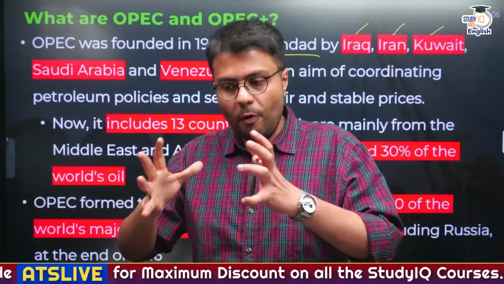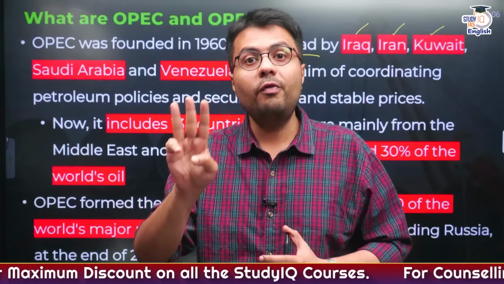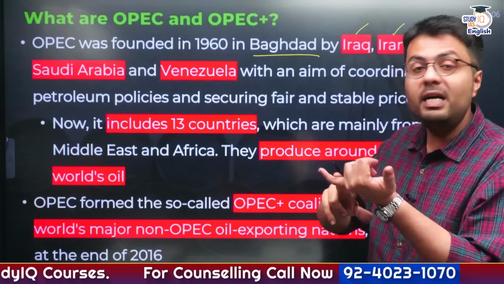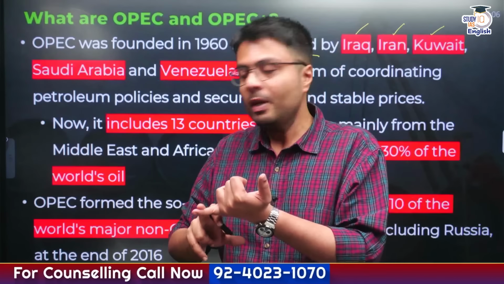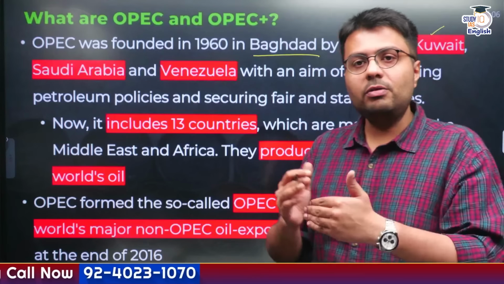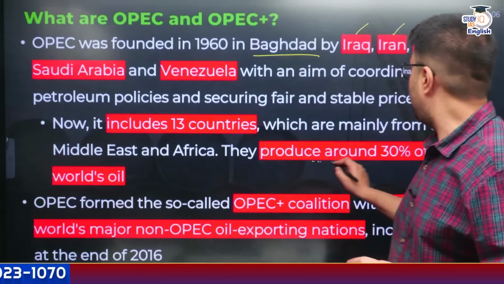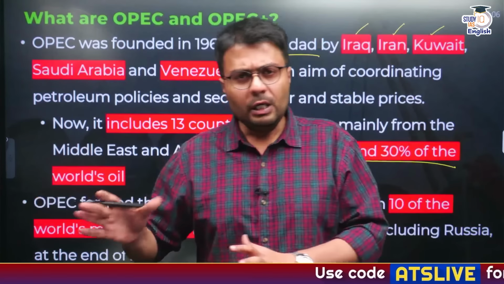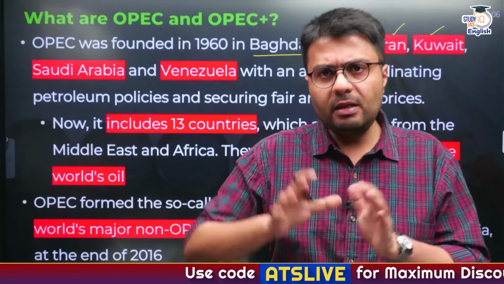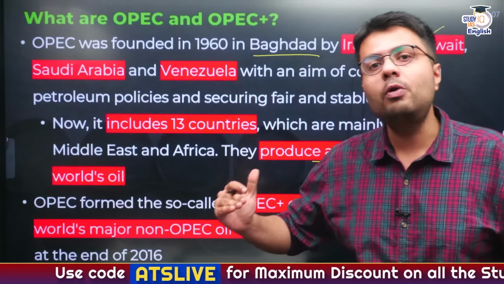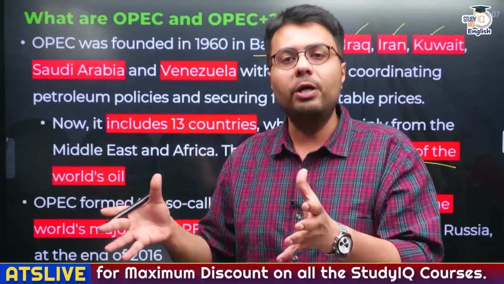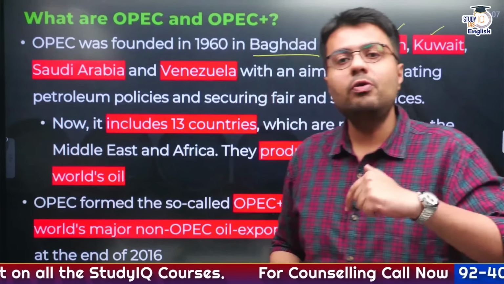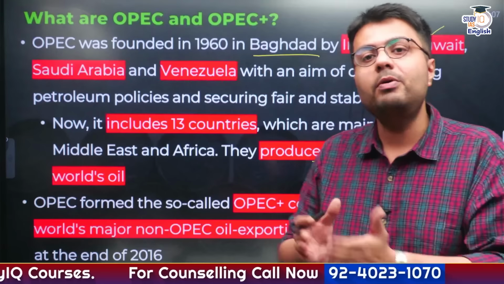Now, this OPEC Plus grouping has evolved into a total of 13 members. This includes major countries located in the Middle Eastern region as well as Africa. Right now, in total, OPEC accounts for about 30% of global crude oil production. So that is important. Now, a few years back in 2016, other major producers of crude oil who were not part of OPEC formed a wider coalition, and this wider coalition is called OPEC Plus. This includes many major non-OPEC members like Russia.